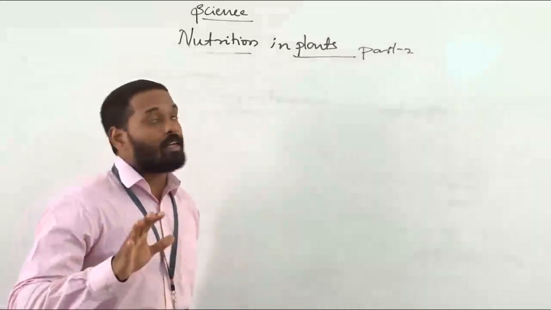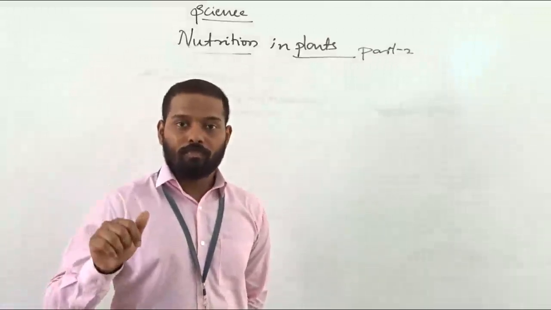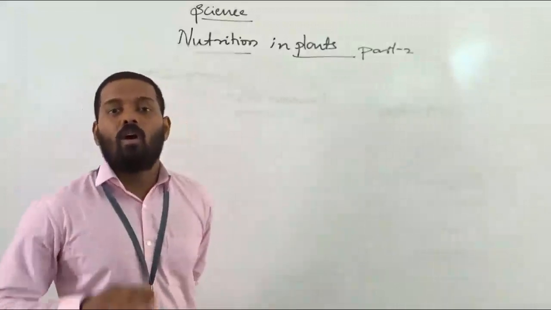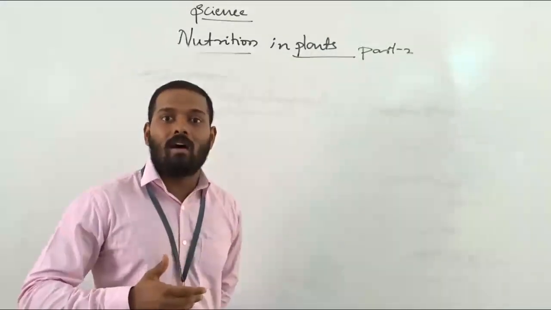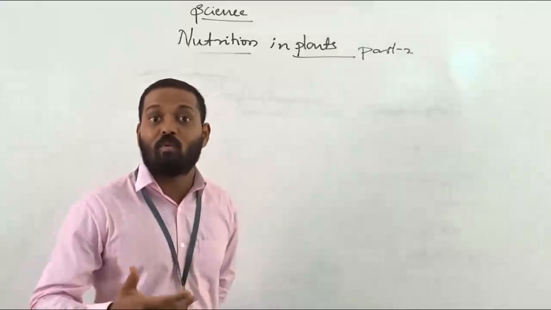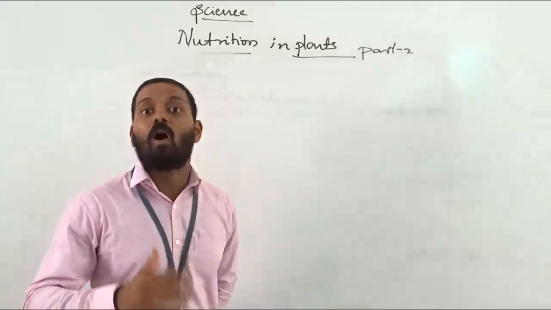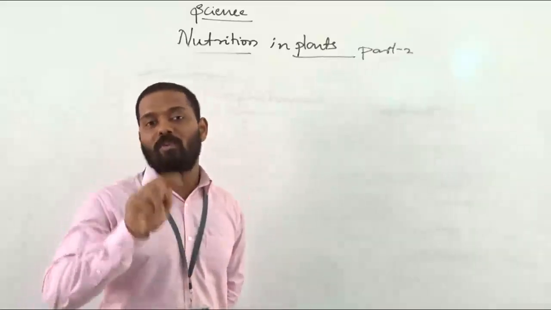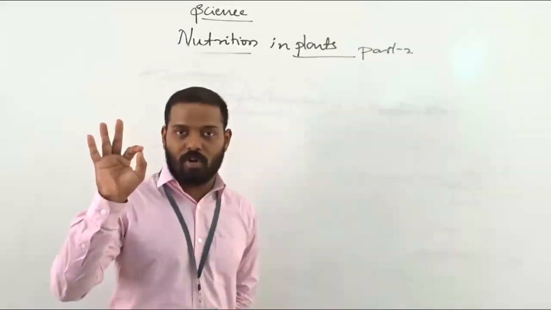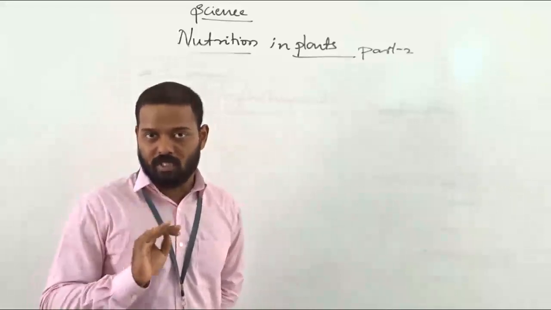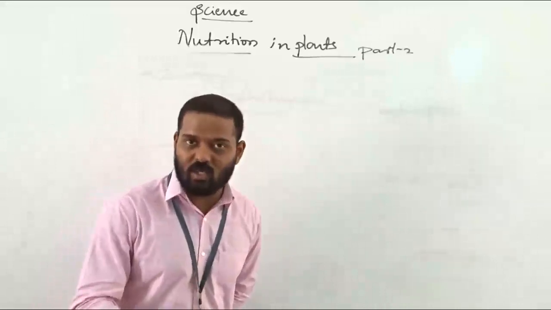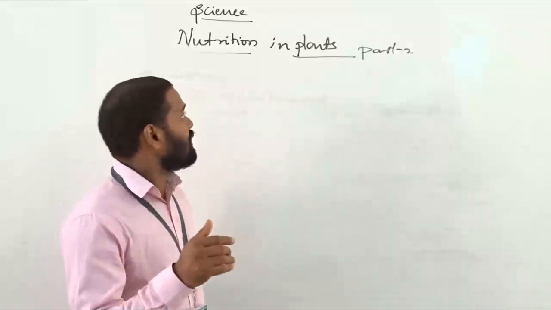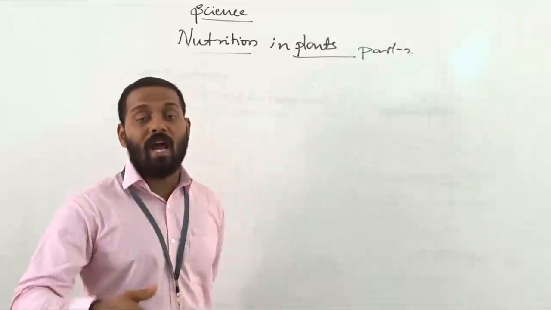So hopefully the Nutrition in Plants chapter is completed now. Once again I will repeat the concepts we have completed in this chapter. We focused on how plants, which are also living organisms, also require food. How will plants prepare the food, and after preparing it, how will they utilize it? I told you there are 5 essential nutrients for every living organism: carbohydrates, proteins, fats, minerals and vitamins. These are necessary for plants and animals alike. In this chapter we studied how plants prepare the food and how it is utilized.